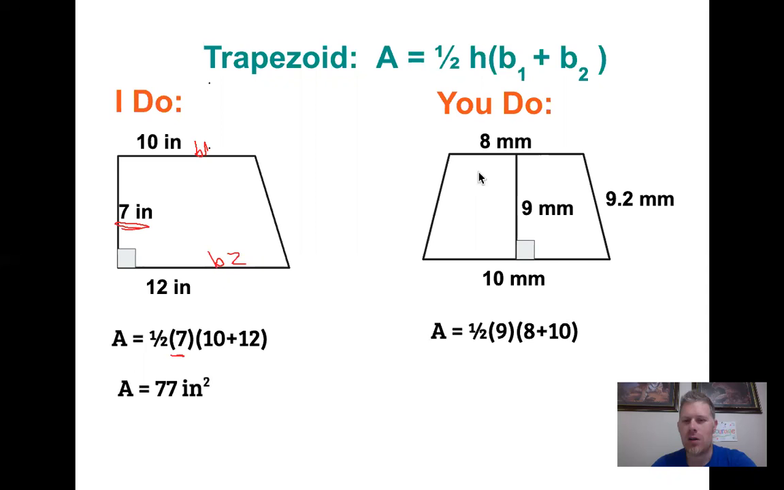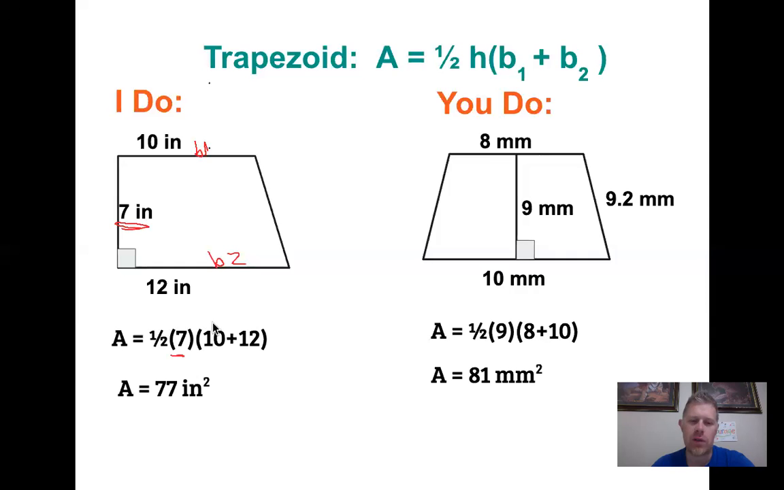All right, so we have, that's weird. Okay. 1/2 times 9 times 8 plus 10. So I took my base 1, my base 2, added them together, times it by 9, and then take half of that. And I get 81 millimeters squared. Anyway, I'm hoping that helped. Still trying to figure out whether that would work. I don't believe that would work.